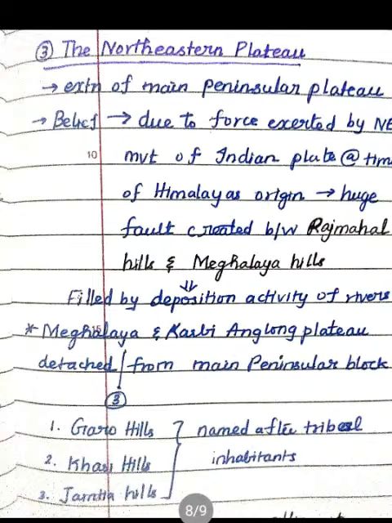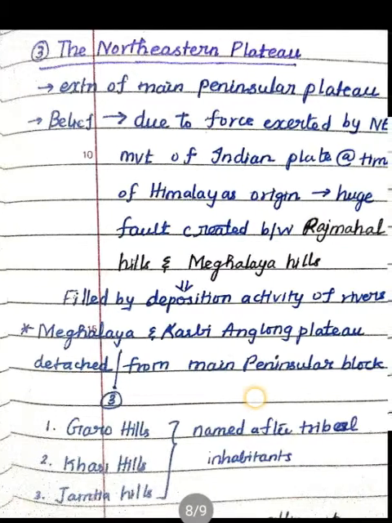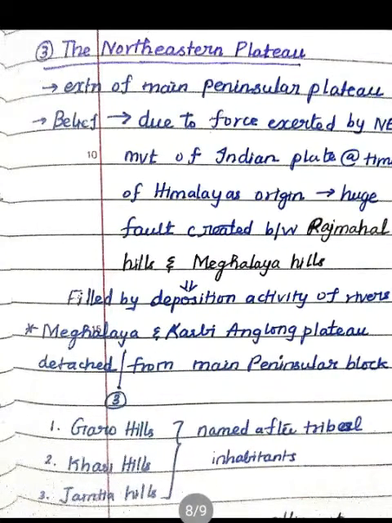This Northeastern Plateau is actually detached from the Peninsular Plateau, but it is an extension of the main Peninsular Plateau. There is a belief that due to the force exerted by the northeast movement of the Indian plate at the time of Himalayan origin, a huge fault was created between the Rajmahal Hills and Meghalaya Hills, and the fault created a depression. That depression was filled with deposits by the rivers.